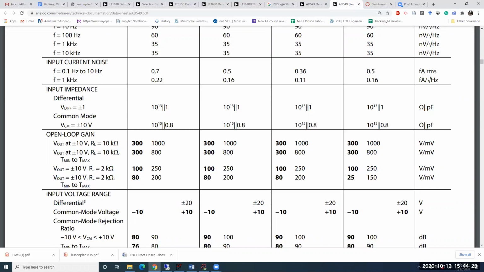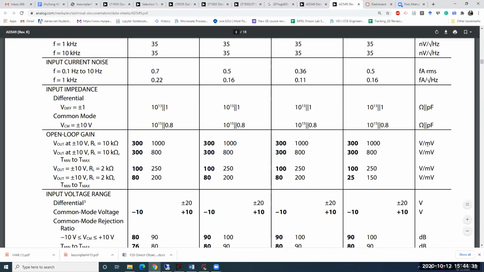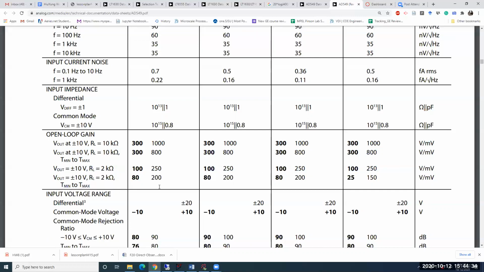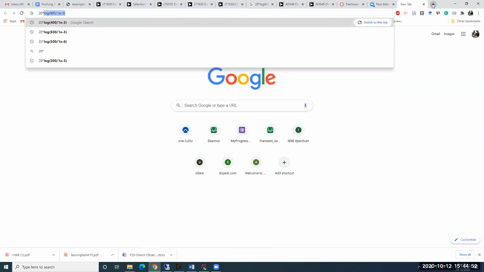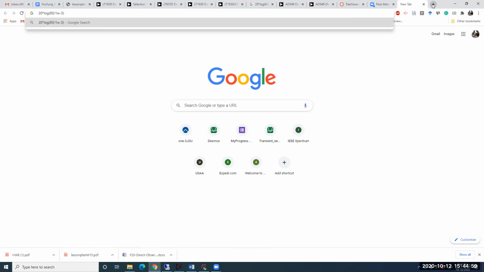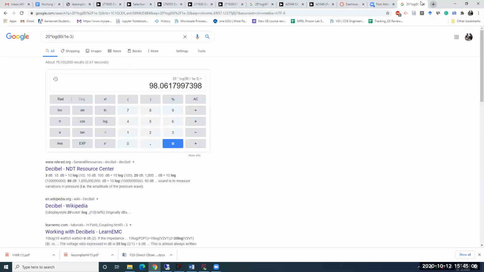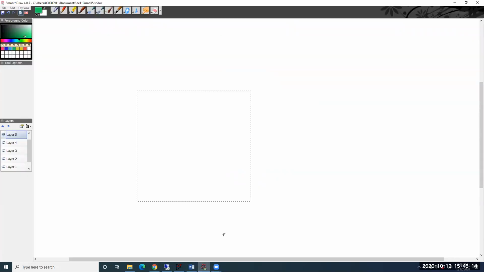Now, these gains, just to point out, 300 and 180 aren't the raw gain. They're actually volts per millivolt. So let's take 80. If I want to find what is the open loop gain as it approaches DC? 20 times log of 80 divided by 1e-3, because it was 80 per milli. So 98 dB. I'm just going to call it 100.